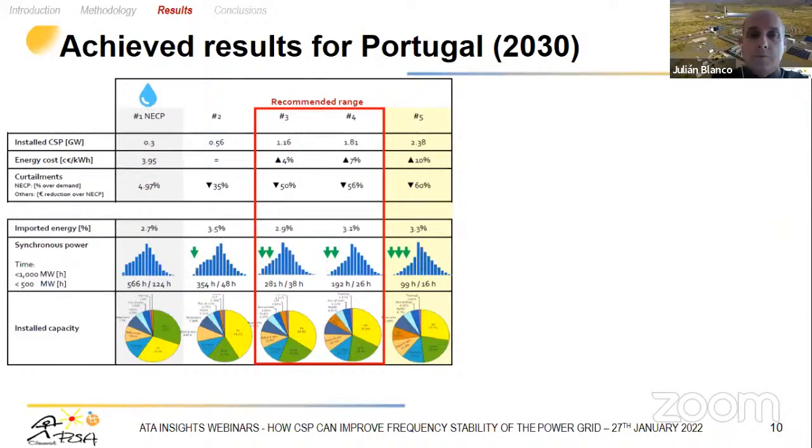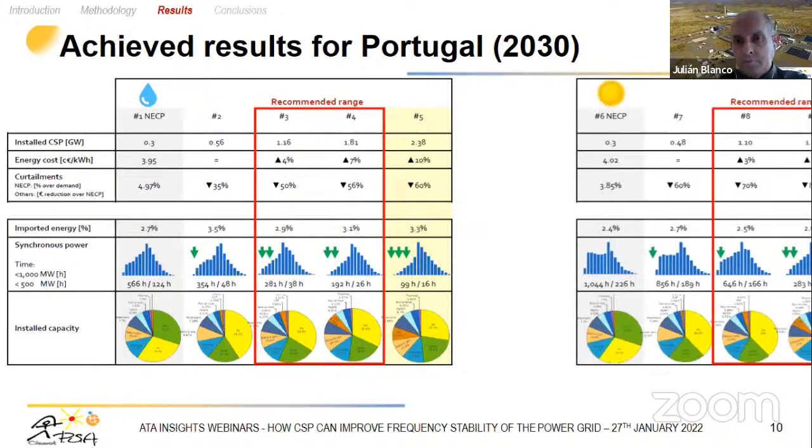But with this increase of the cost, we can also provide a significant reduction of the curtailments, more than 50% with regard to the official plan, and also a significant improvement in the total amount of synchronous power that is produced. I will come back to this later on.